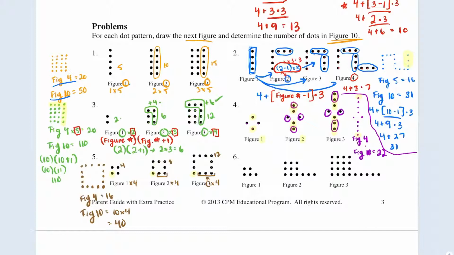Let's take a look at what we're dealing with here. So I notice that there are 5 total dots there. 5 plus 1, 6, 7, 8, 9, 10, 12, and then I have 12 here, and then I believe here I have 21.